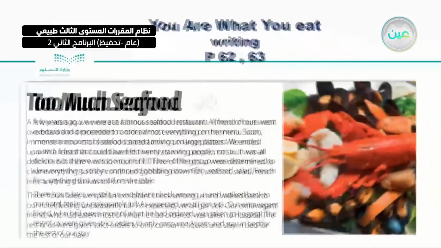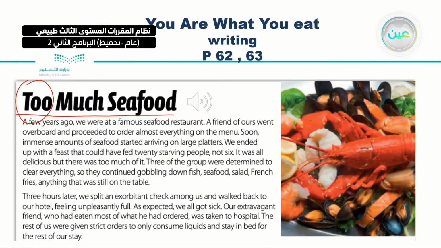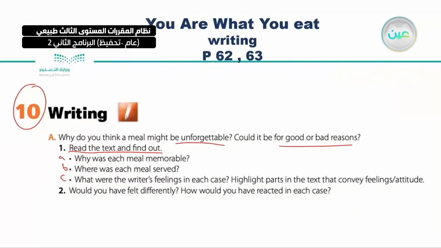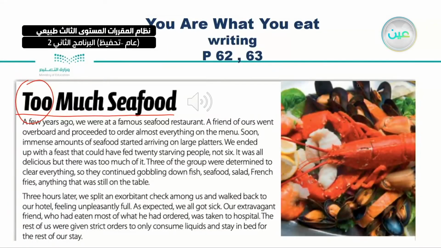Let's see here. The first one, why? What happened here? Why was each meal memorable? Here I'm talking about the people who ate, and what happened to them? Unfortunately, they got sick. There was a lot of food, and they got sick. So this is really what happened in the first one.